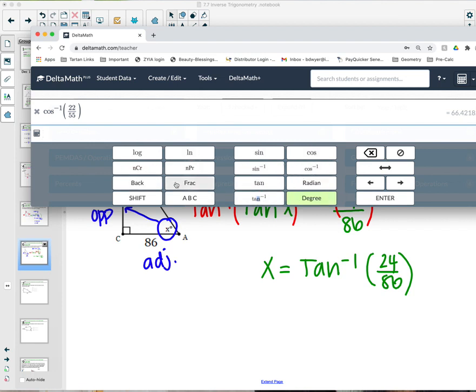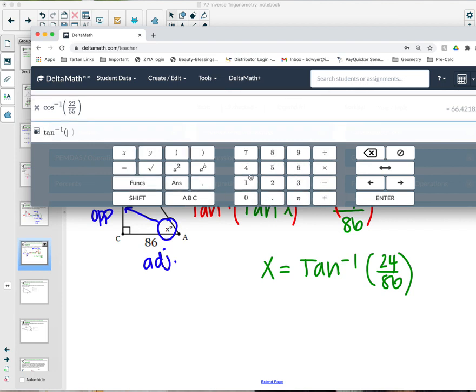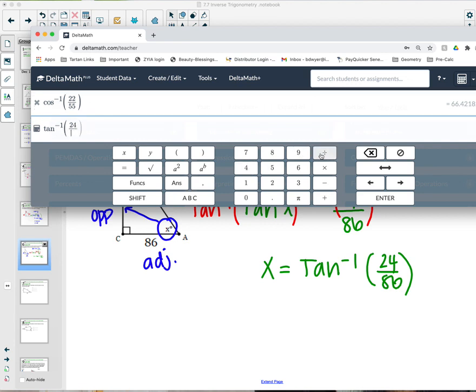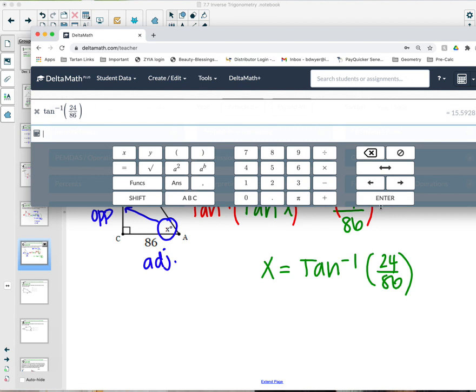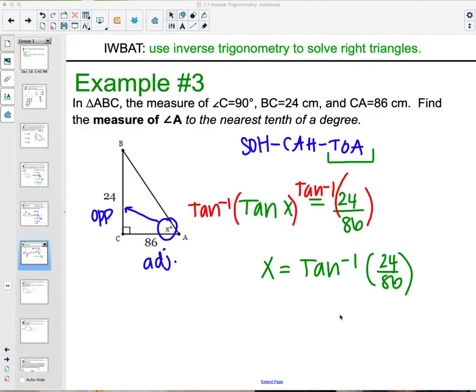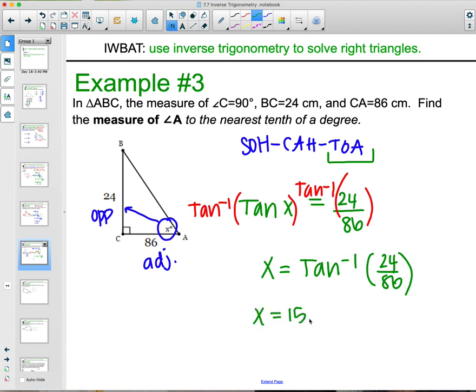So tan inverse of 24 divided by 86. And you get 15.59. So if you needed nearest tenth, it would be 15.6, which is what this problem said to do to the nearest tenth.